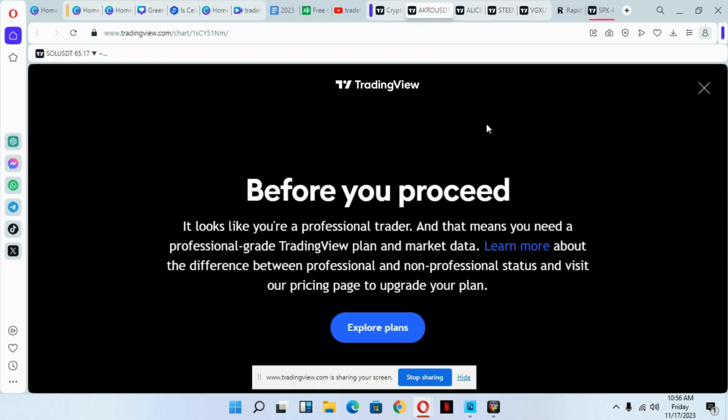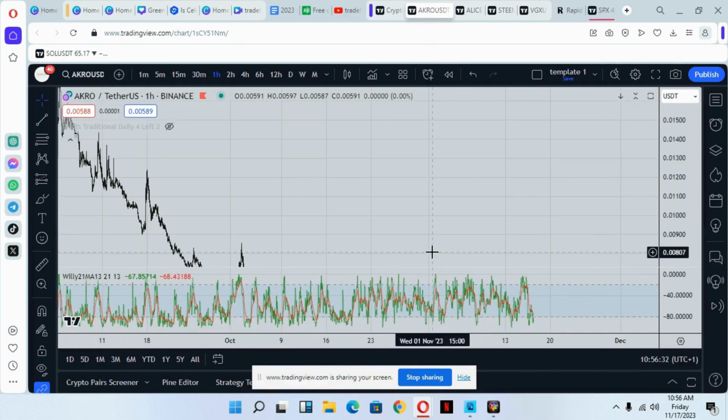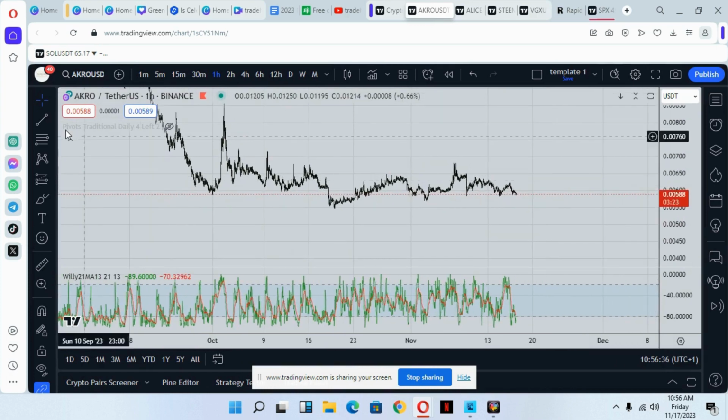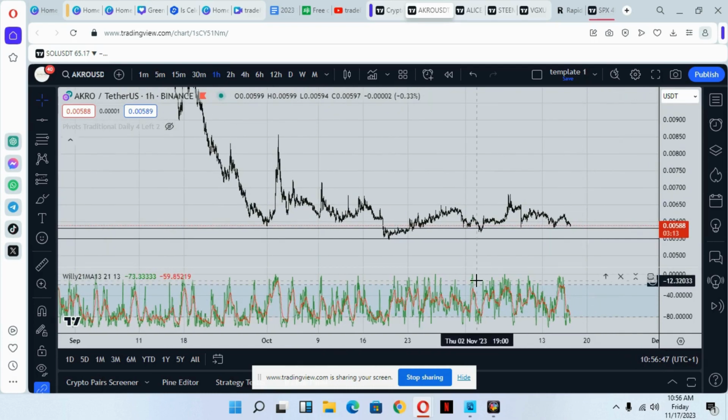alerts. Let me check this other one again. Acro. Wow, this is good. Anything that has been flattened is a strong support zone here. One, two. So now it's also good.